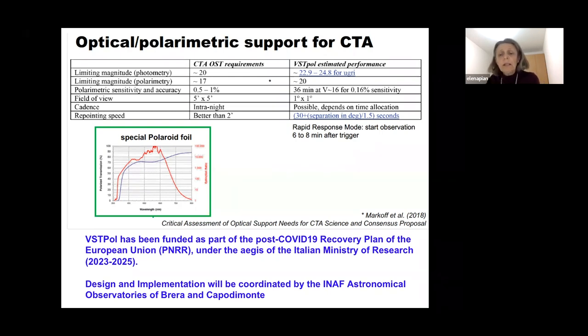This new camera that we are planning is funded by the post-COVID recovery plan, and the design and implementation is led by INAF, by the observatories of Brera and Naples in particular. As you can see here from the central graph, the transmission of the camera peaks in the V to R band, and so the maximum sensitivity for polarimetry will be in that band. The camera also has a good transmission in I band, but the polarimetric performance is decreasing quite rapidly in that band.